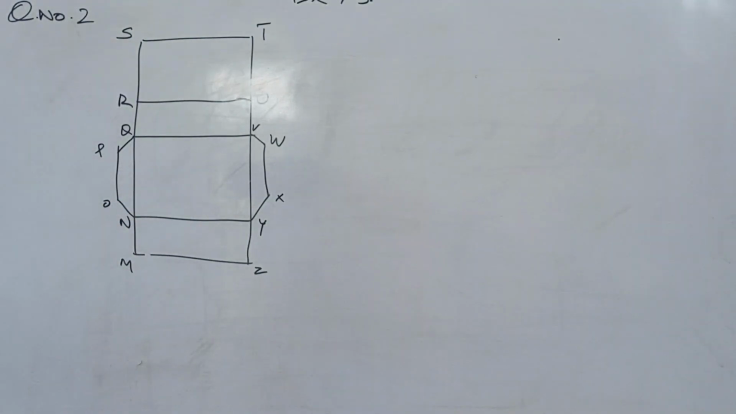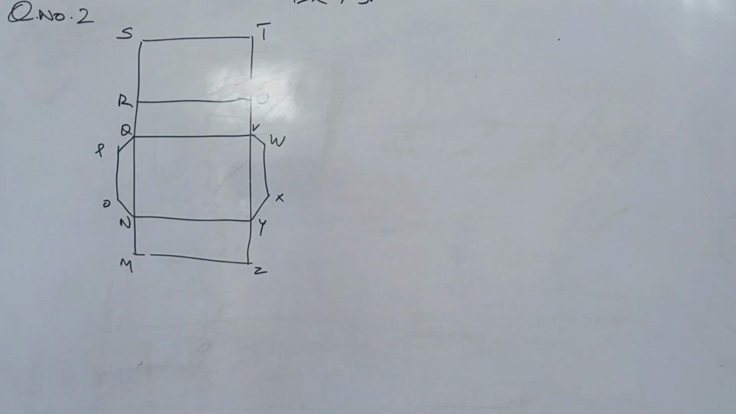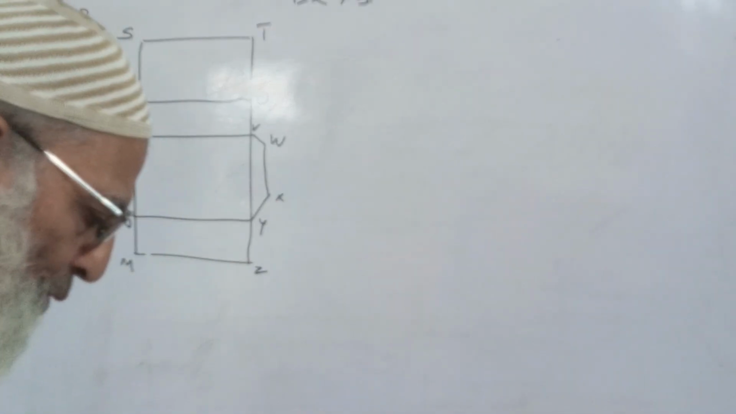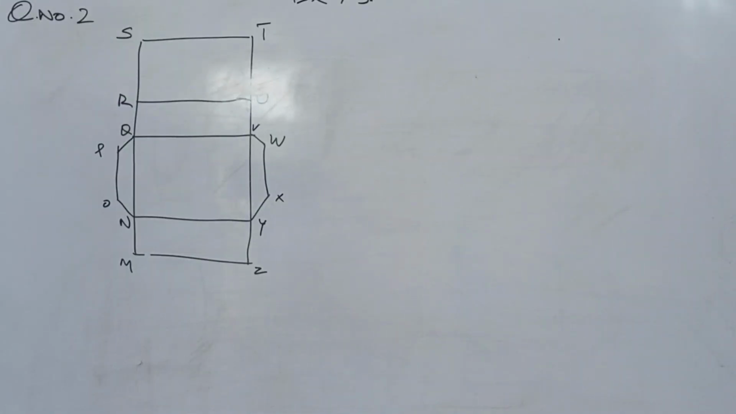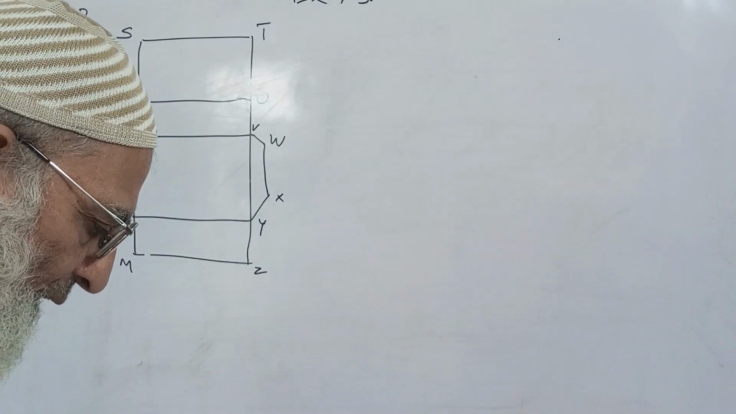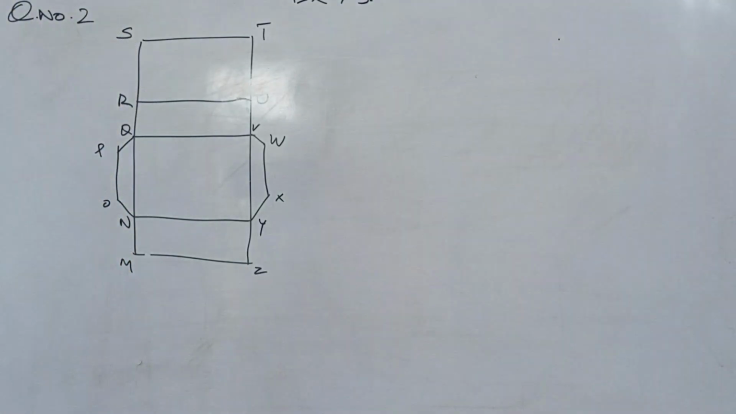Now there are three questions asked about this particular figure. Number 1: the diagram shows a net of a solid. Now this is an undefined net of a solid. We describe the solid as far as you can see. Now you have to describe what type of solid it is.